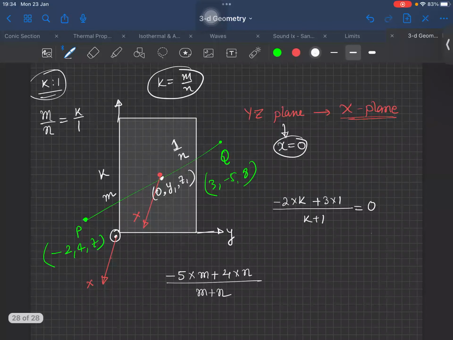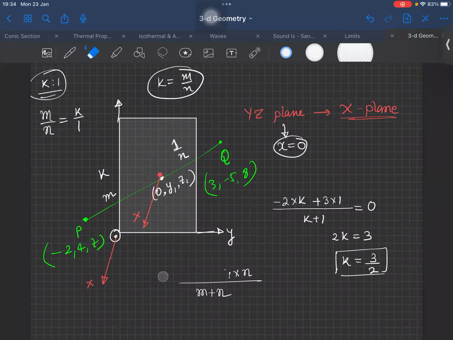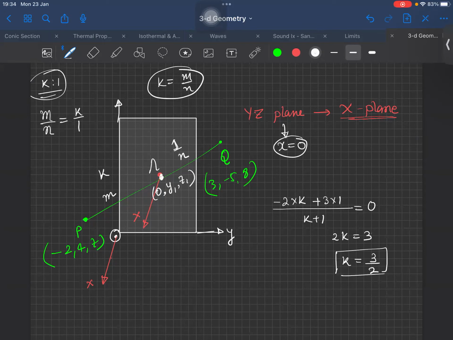So from here also we get 2k equal to 3. That means k is equal to 3 by 2. So it divides in the ratio of 3 by 2. It's very easy, right? If we assume M by N is equal to k, it is dividing in the ratio of k is to 1. So this point A is dividing P and Q in the ratio of 3 is to 2.